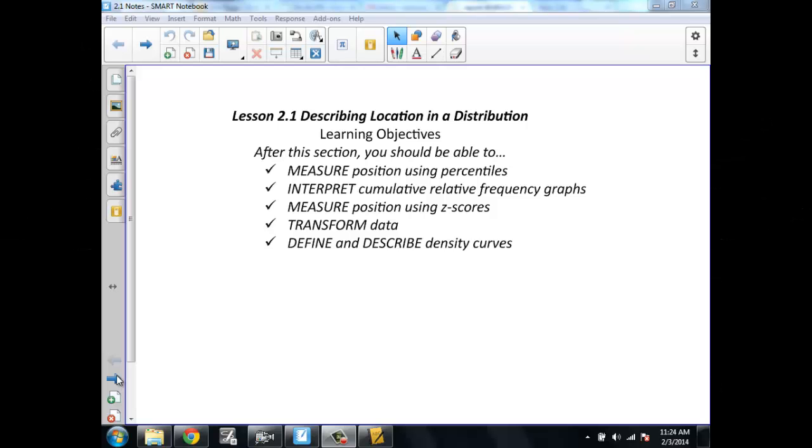We are going to measure position using percentiles. We're going to interpret relative frequency graphs and cumulative relative frequency graphs. Measure position using z-scores. We'll transform data, and we will also define and describe density curves in brief.